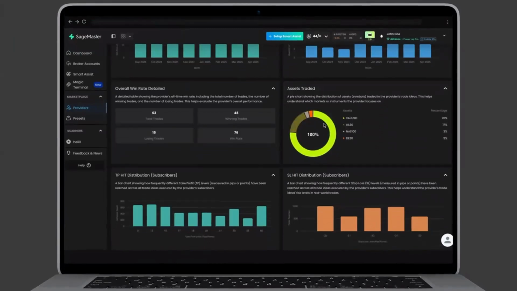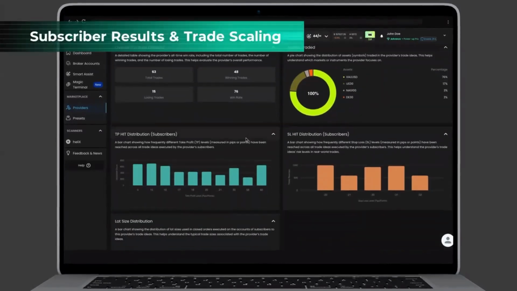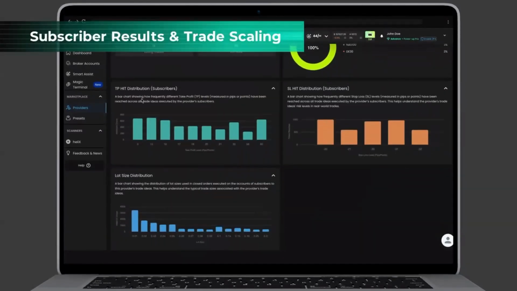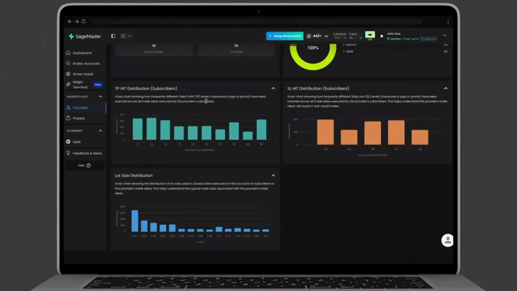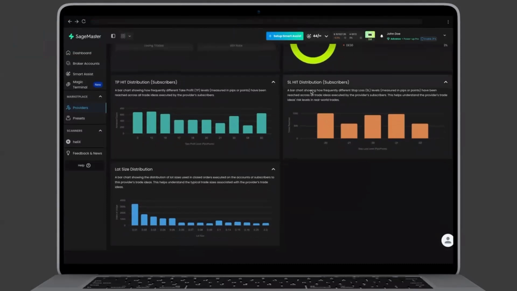A pie chart displays which assets the provider trades most. For example, if 76% of trades are in gold, you'll know where their focus lies. Want to see how real traders fare? The TP and SL hit distribution charts reflect outcomes for subscriber-executed trades. This helps you compare provider predictions with actual results.